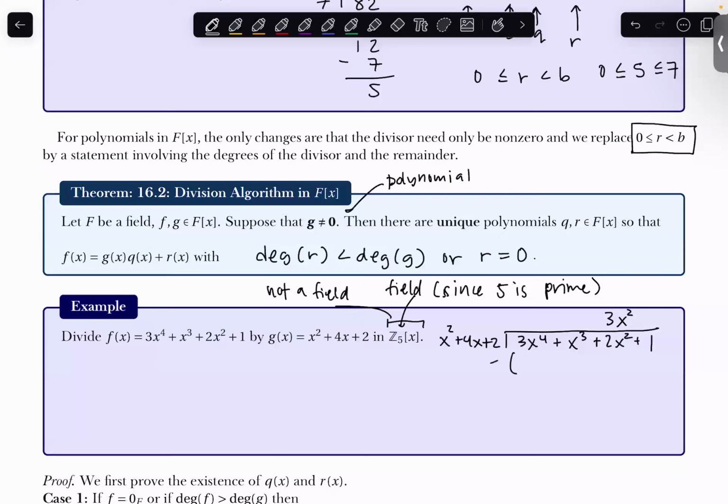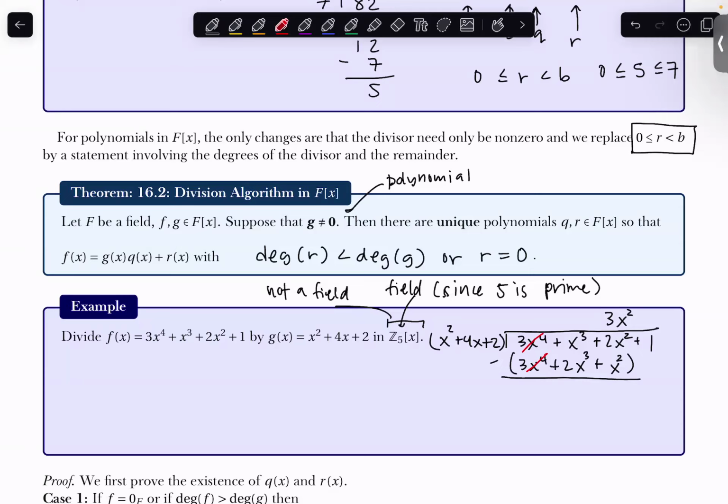So I'm going to multiply this whole thing by my 3x squared. So I'll get 12x to the 3rd power, but what would my 12 be in Z5? Okay, so I get a plus 2x to the 3rd power, and then a plus 2 times 3 times x to the 2nd power. So it'll give me back 6, which is 1 mod 5. Okay, so these are the things that I'm subtracting off. And we purposely did this so that the leading terms would disappear. So really bumping it down a degree, or at least 1 degree.